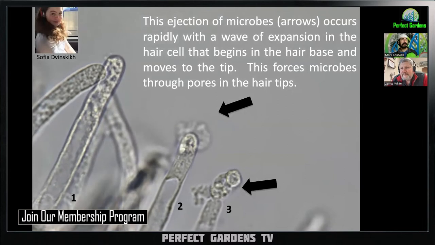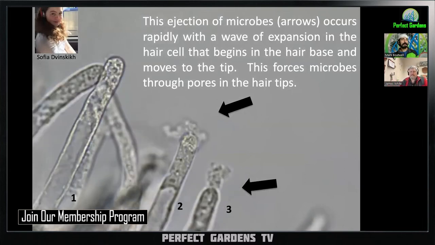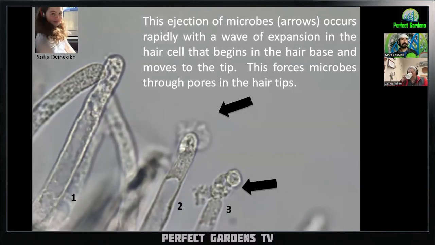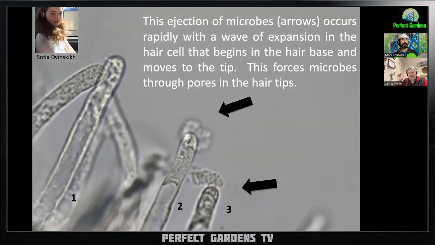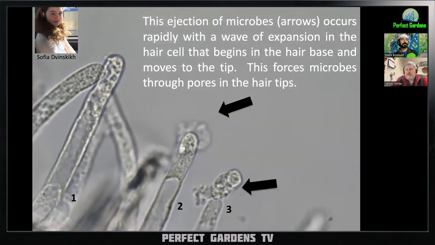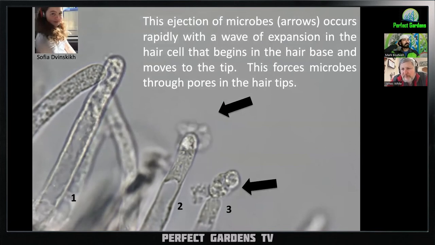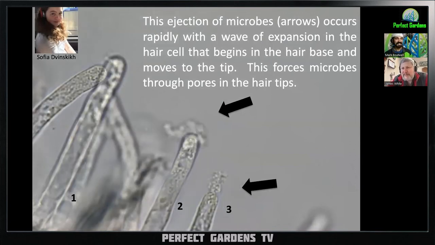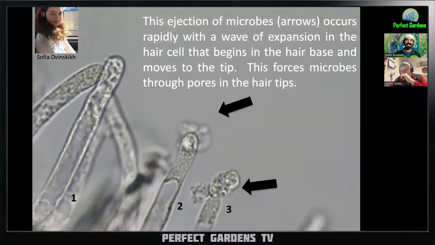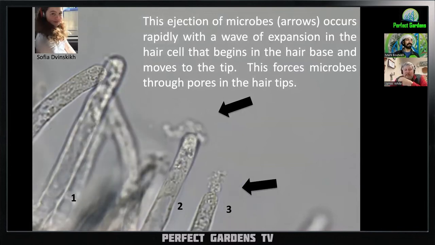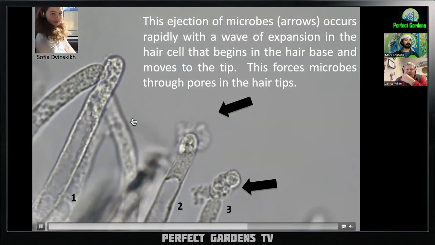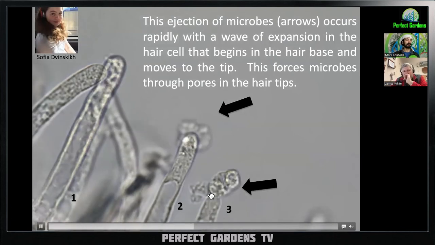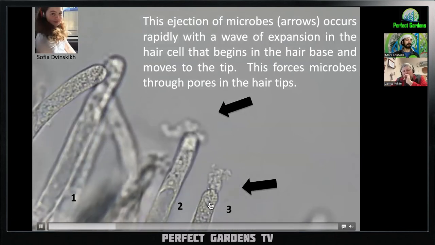Yeah, the thought that I've heard many times is that we're like 80% microbes or 90% microbes. Yes, especially if you look at the numbers of microbes, we are mostly microbes. We're mostly microbes, really, if you think about it. This actually shows an ejection from a tomato and root hairs.